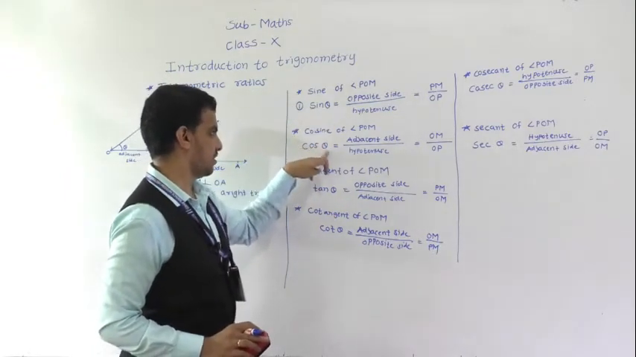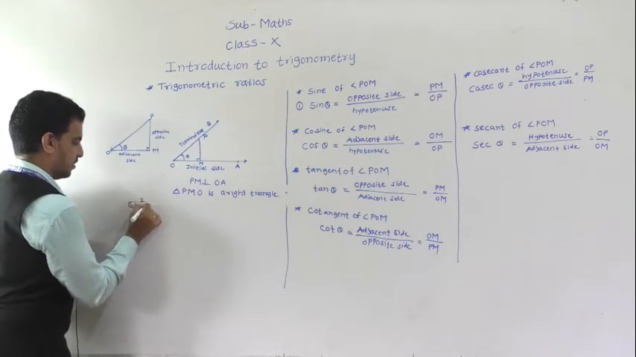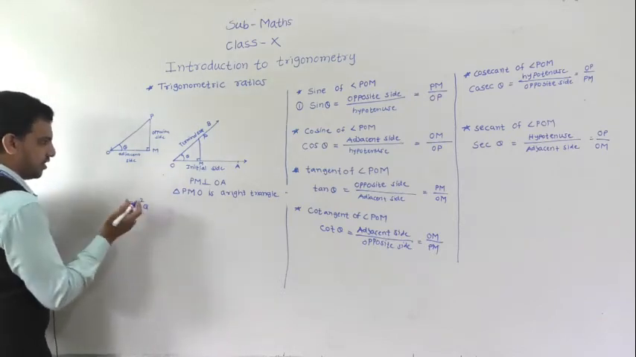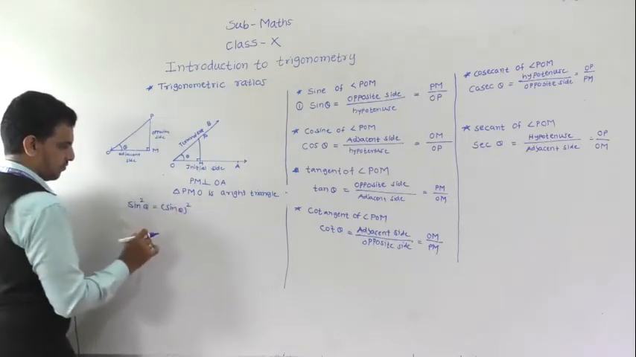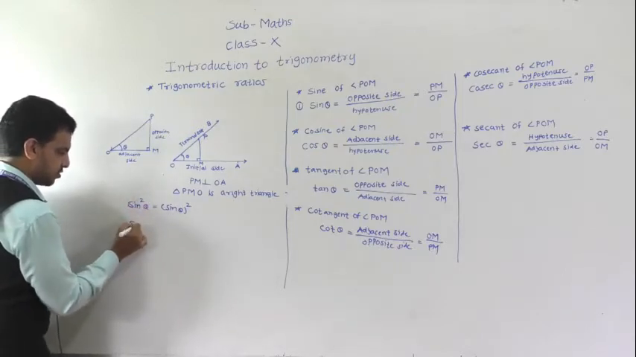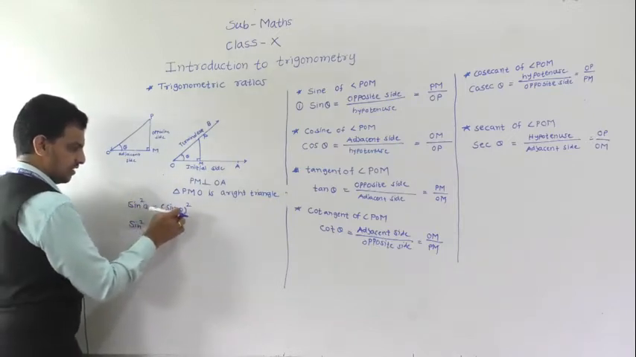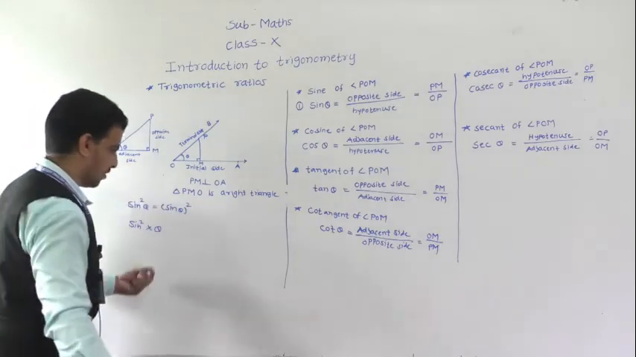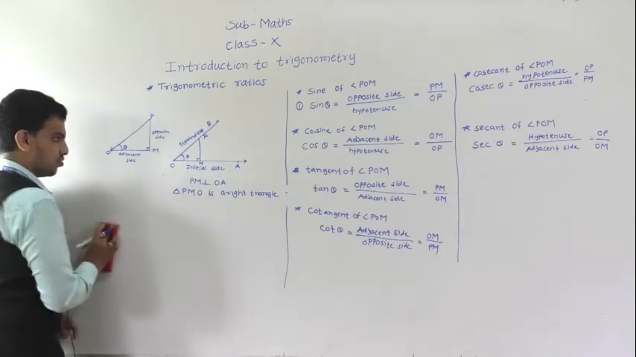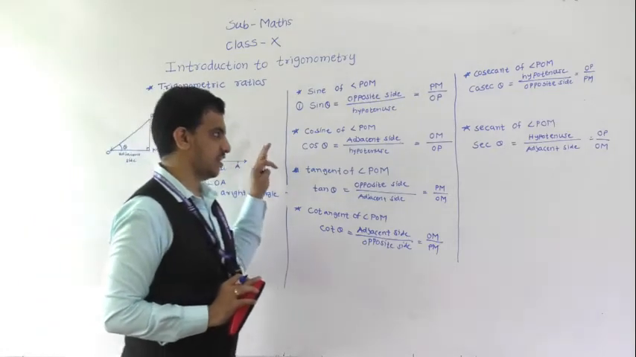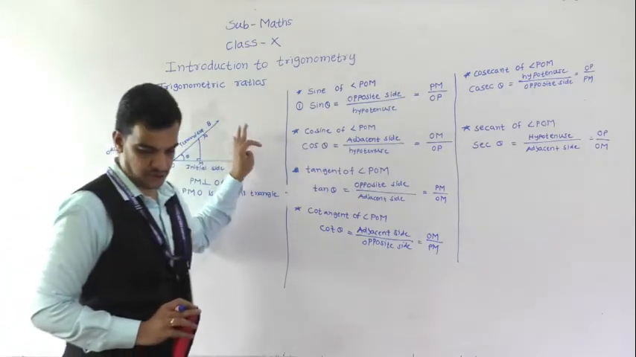Another one is sin square theta. Sin square theta means sin theta, squared. It is not sin square and into theta. Sin square theta means sin theta and the square of it, and we write it like this, sin square theta. So keep these remarks in mind. Now we will start the next point, the relation between trigonometric ratios.